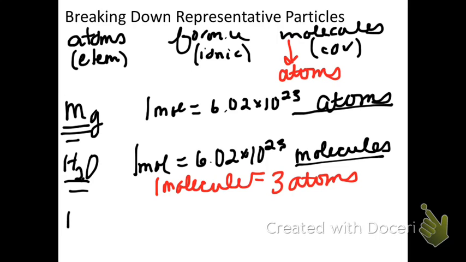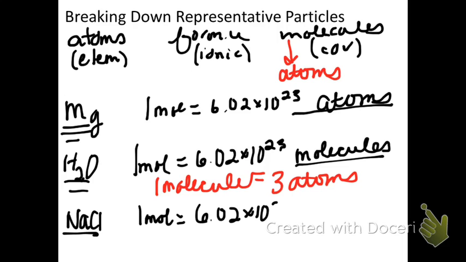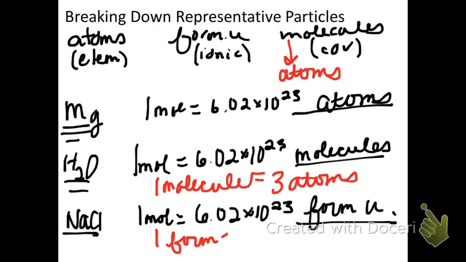The last one is NaCl, that I'm going to give you an example. NaCl is ionic. So when you say that 1 mole is equal to 6.02 times 10 to the 23rd what? The word that you must fill in is formula units. Now that's again not to say that it can't be broken down further. A formula unit can be broken down into ions.